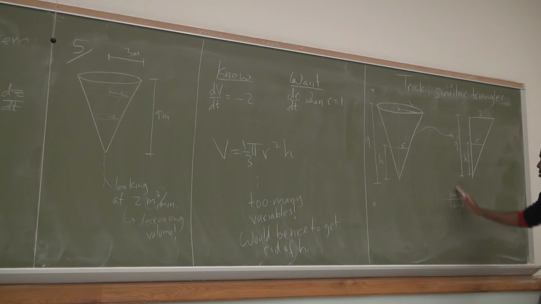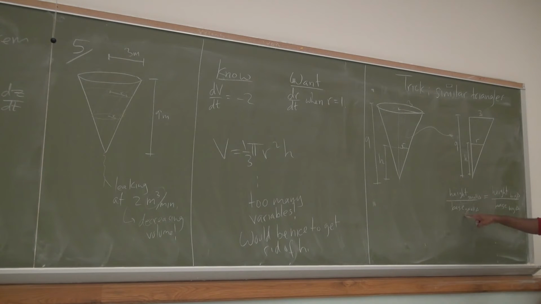well, I want to get rid of R. Let's put the height first. The height over the base of the small triangle will be equal to the height over the base of the big triangle, right? This is what similar triangles means. They're proportional in their side lengths, right?